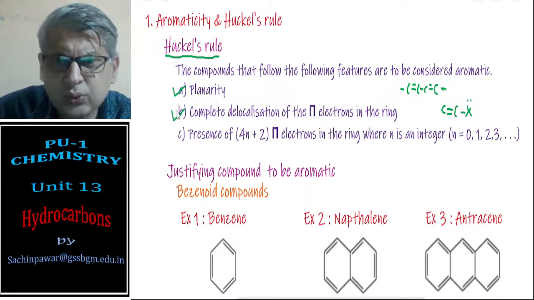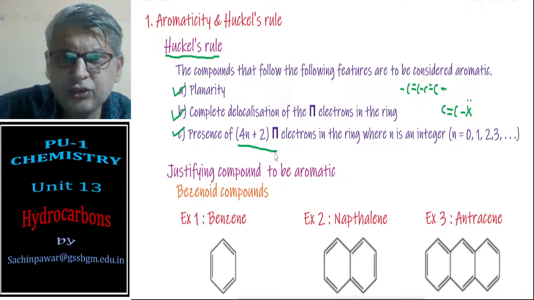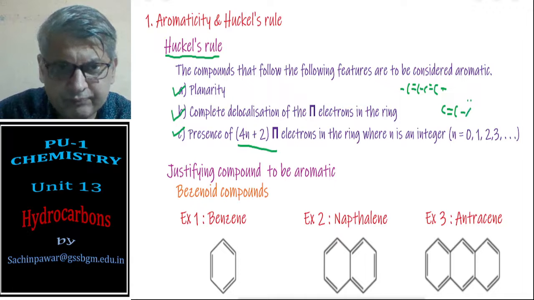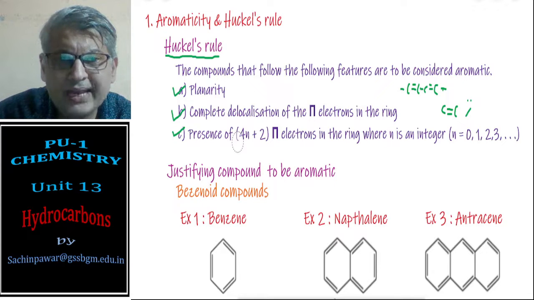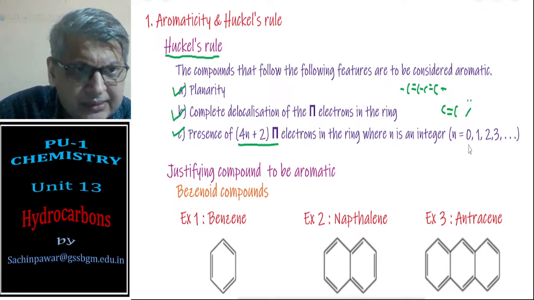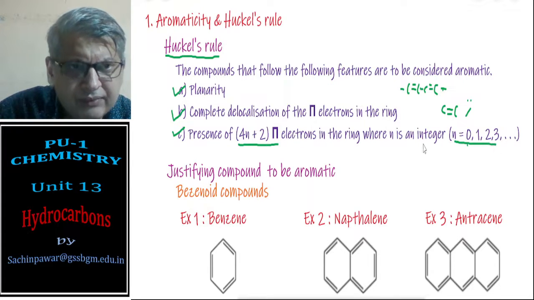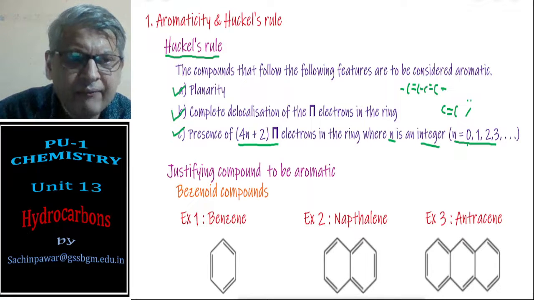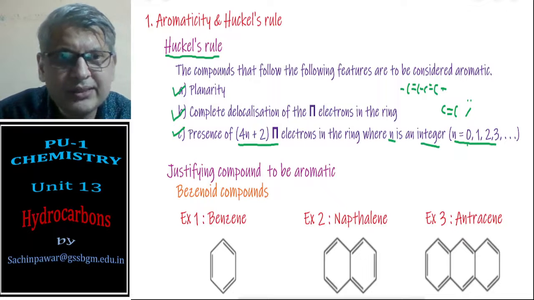The last rule is that it should fit into the formula 4n plus 2 pi electrons. That means the ring should have 4n plus 2 pi electrons. How to identify that, we shall see, where n is 0, 1, 2, 3, 4, and it is simply an integer. Let's try to find out some examples given in your text to justify whether the compound is aromatic or not.